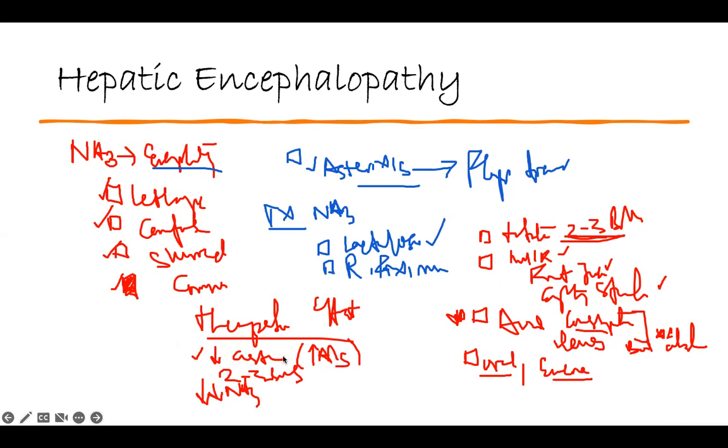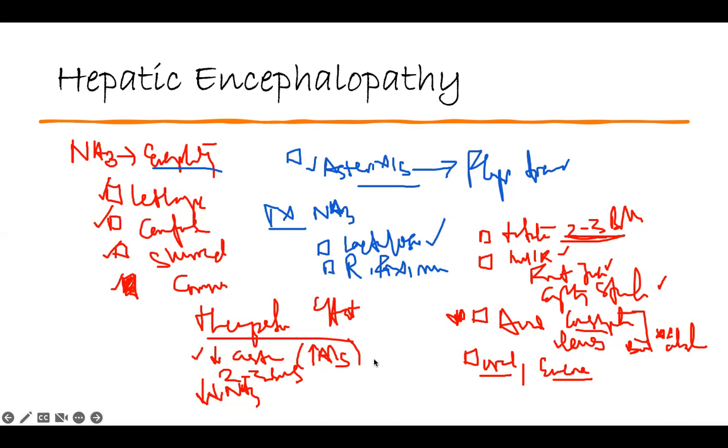Your asterixis is gone. Your coma is getting better. You don't have any slurred speech anymore. No more confusion, and you are no longer lethargic. One last thing about lactulose.